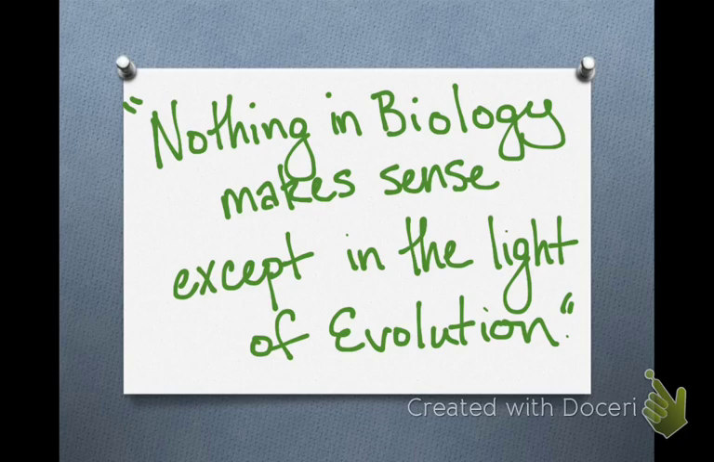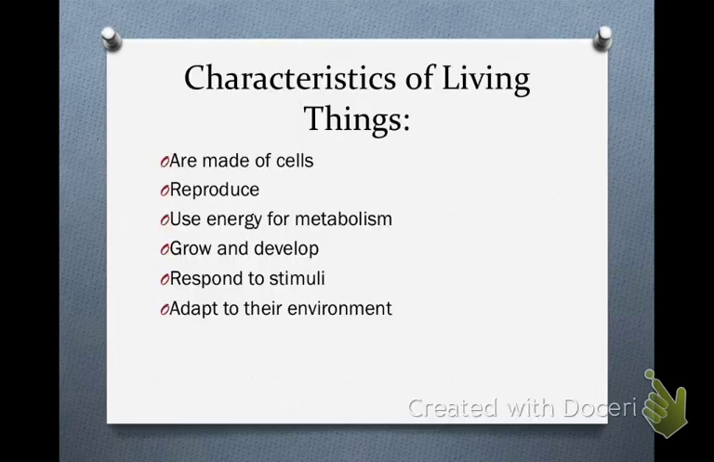Viruses still exist in some sort of gray area between living and non-living, and Googling characteristics of living things won't produce one perfect list to memorize. We're going to use this list. Living things are made of cells, they reproduce using DNA, they use energy for metabolism, they grow and develop, they respond to stimuli, and they adapt to their environment.